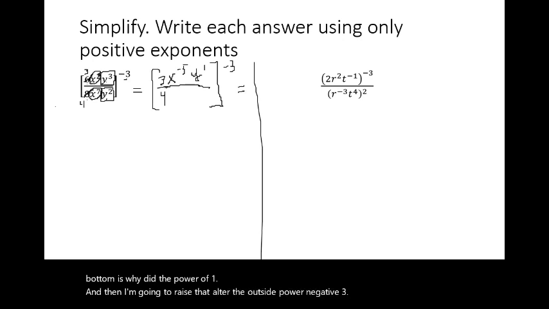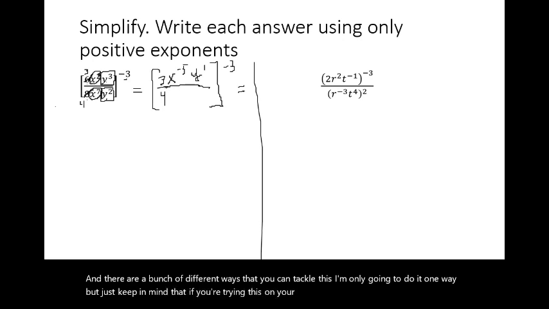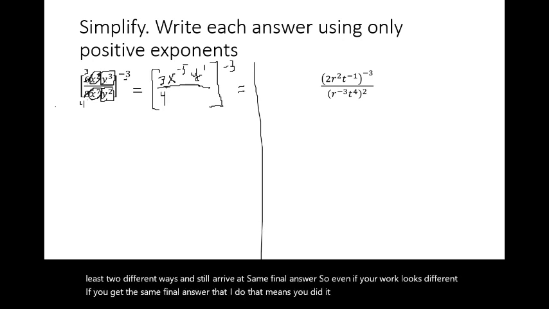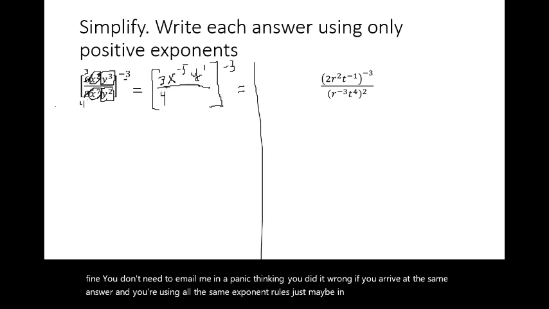And there are a bunch of different ways that you can tackle this. I'm only going to do it one way, but just keep in mind that if you're trying this on your own, you can do this in at least 2 different ways and still arrive at the same final answer. So even if your work looks different, if you get the same final answer that I do, that means you did it correctly and you're completely fine. You don't need to email me in a panic thinking you did it wrong. If you arrive at the same answer and you're using all the same exponent rules, just maybe in a different order, you're fine.